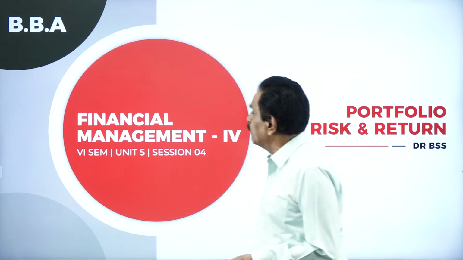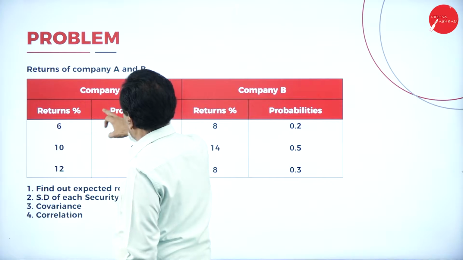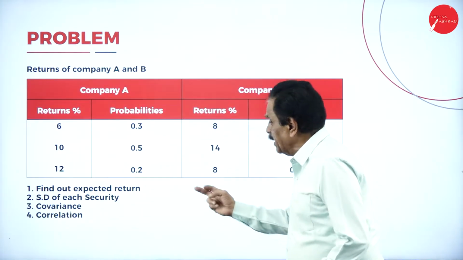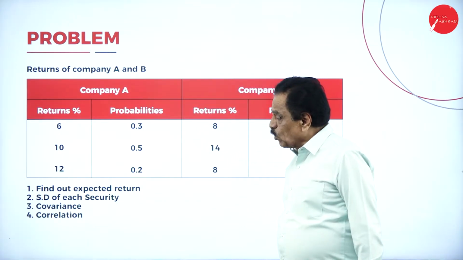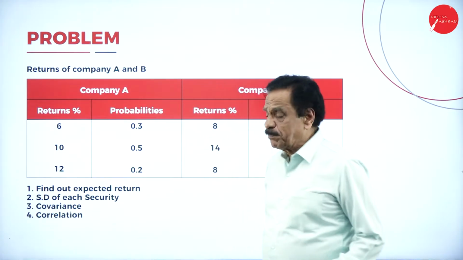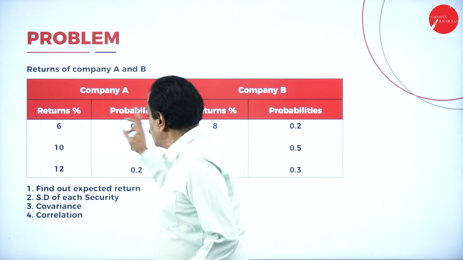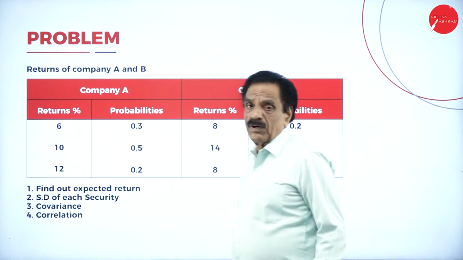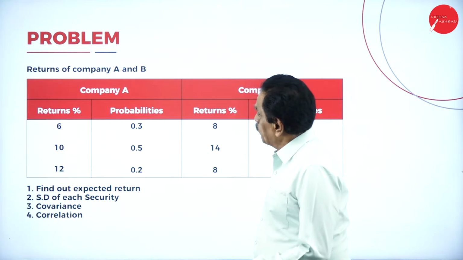We'll move on to the problem now. There are two companies, A and B. Company A returns and their probability, company B returns and their probability. We want to find the expected return, standard deviation of each security, covariance and correlation. First we find the expected return, then the standard deviation of each security. What is the expected return? Return into probability, whatever you get is the expected return. Take the deviation, multiply, covariance is P into dx dy.